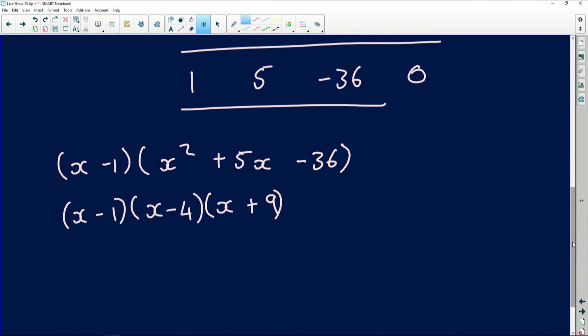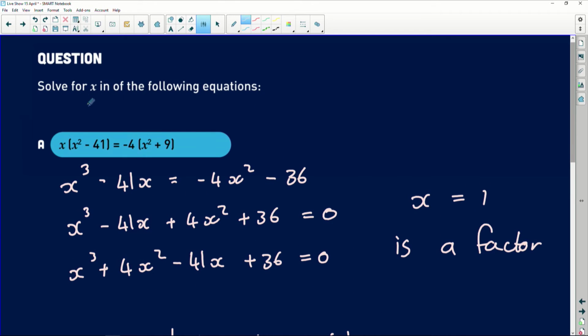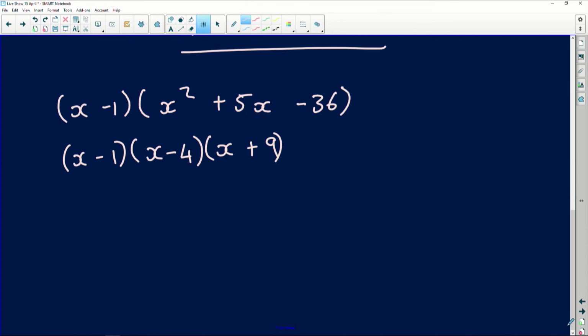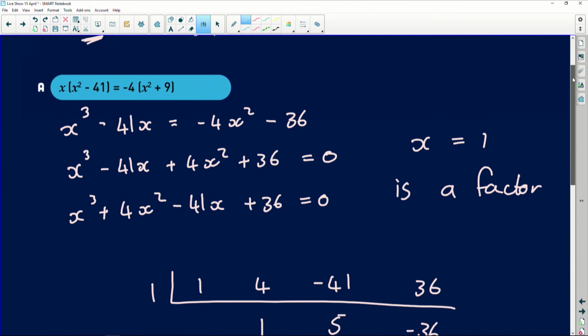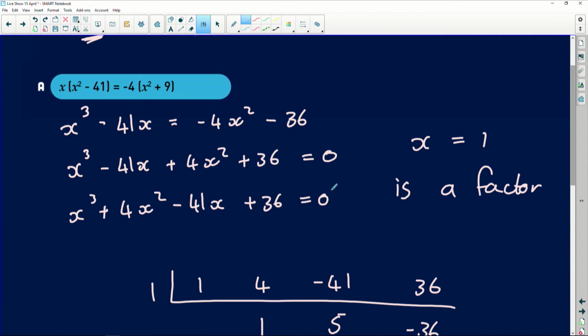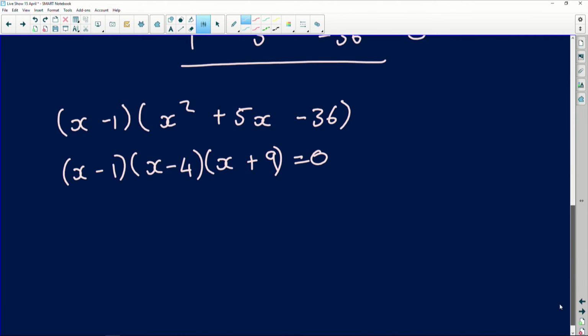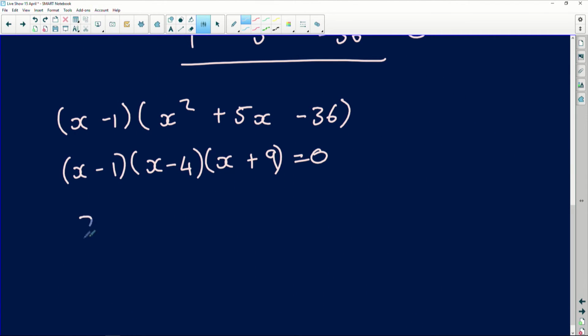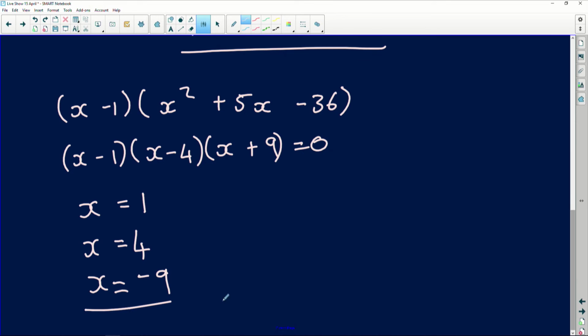Okay guys, but remember, this isn't what Tebogo asked us to do. Tebogo asked us to solve for x in the following equations. So what we're going to do is, we know that this is always equal to 0. Well, we've equated it to 0 in this first step up top here. So if we equate it to 0, we can use the product 0 theorem, which then says x is going to equal 1, x is going to equal 4, and x is going to equal negative 9. Okay, so that's all that done.